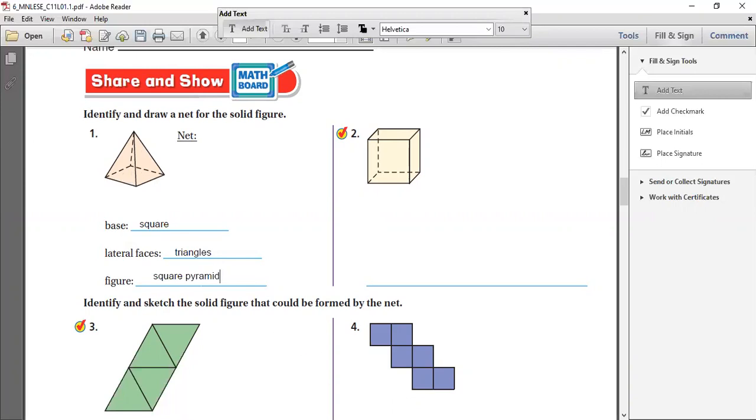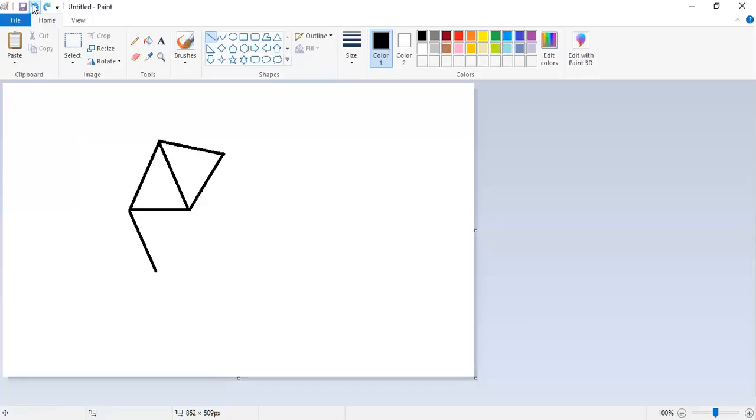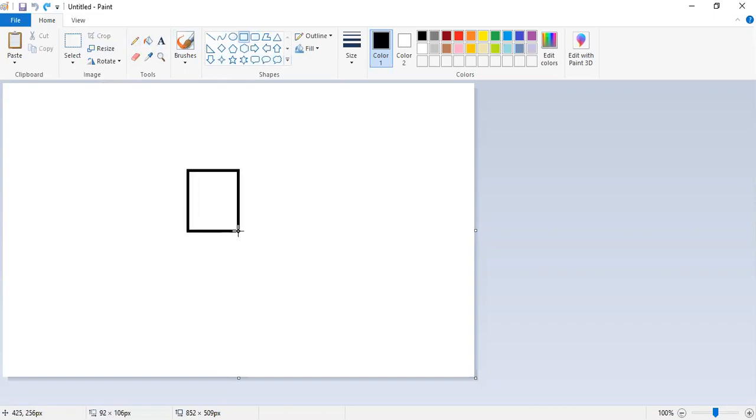So to draw the net, of course, I'll have to go back to the drawing program. Okay, so let's draw the pyramid now. Fine. So what was the base? Always start with the base. Base was a square. So let's draw a square first. Okay, this is a square. Then what were the faces? There were 4 lateral faces because it's a pyramid.